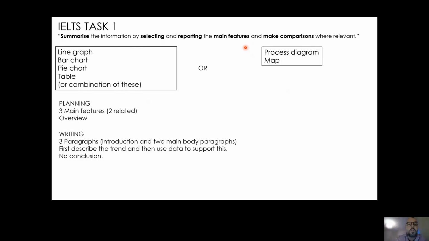So I'm going to show you a process of planning where I am looking to try and identify key features by grouping all of the information I'm given into different parts. Now I'm always trying to look for 3 parts because this is a useful way, particularly if 2 of your parts can be related to each other.